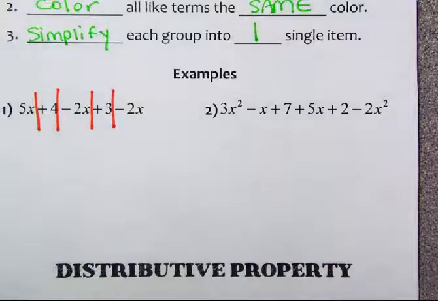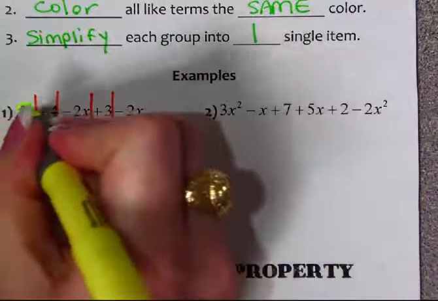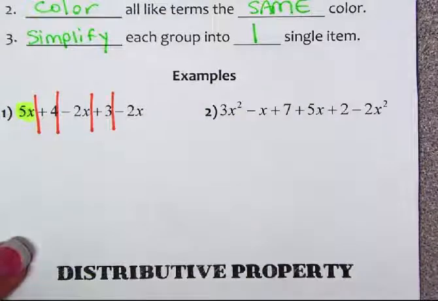Now what I want to do is color or highlight all of my like terms. So start with the first term. I've got a 5x. So I want everything that is like a 5x. So what makes it a like term? It has to have the same variable raised to the same power. So I'm looking for everything that has an x. I don't care about the coefficient, I just care about the x right now.